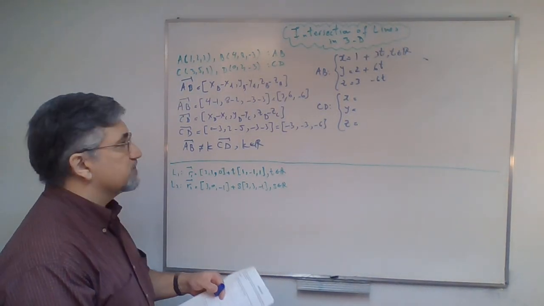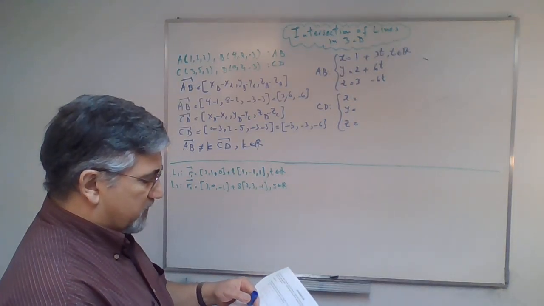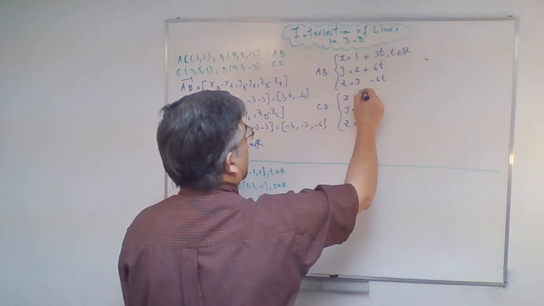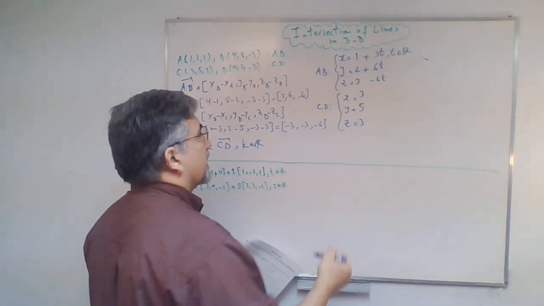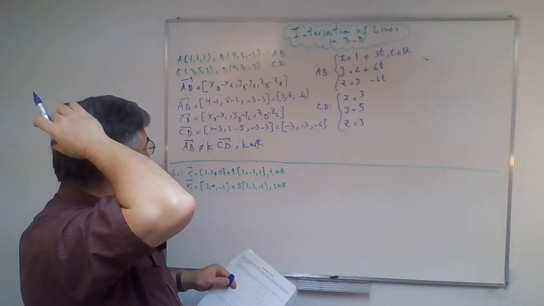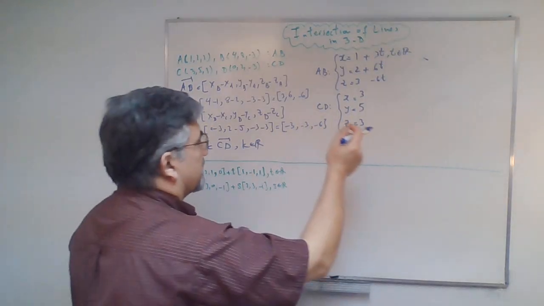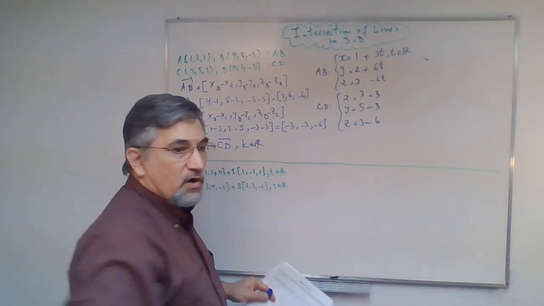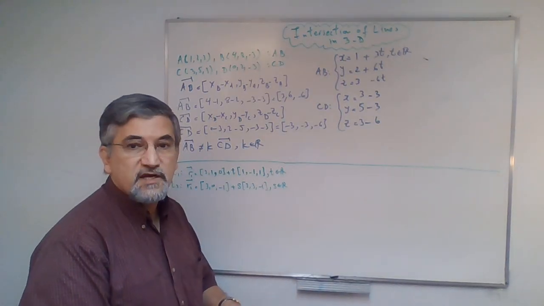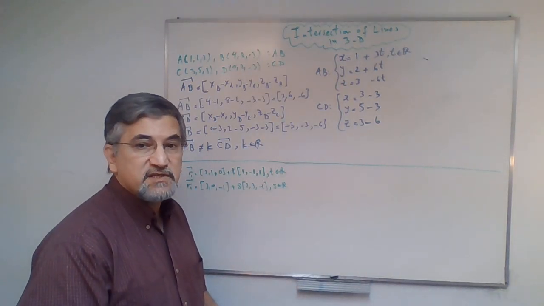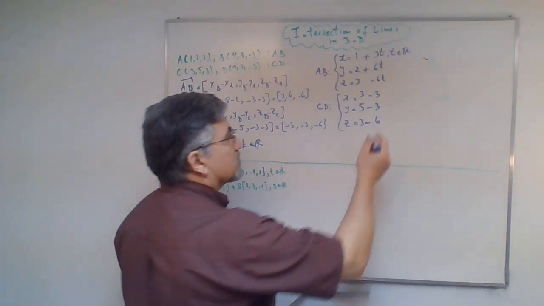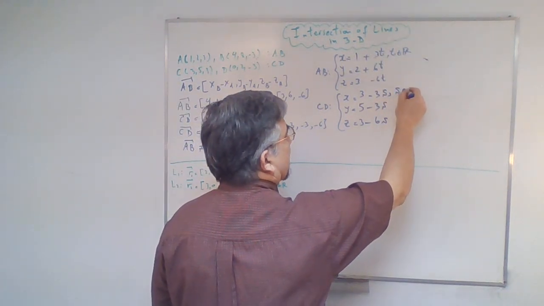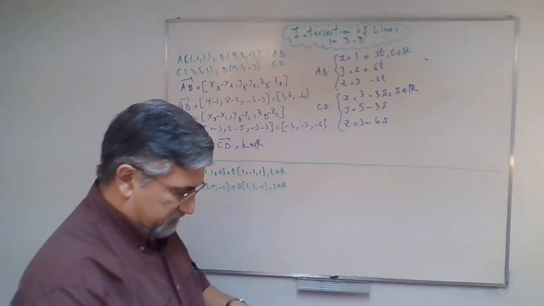Parametric equation of line CD, I'm going to use point C. Coordinates are 3, 5, 3. And the direction vector was negative 3, negative 3, negative 6, right? So I go negative 3, negative 3, negative 6. I will not use the letter t because I have no reason to believe that these two different lines must have exactly the same parameter. So I'm going to use another letter. I'm going to choose s. And s is just like t, and it is a real number.